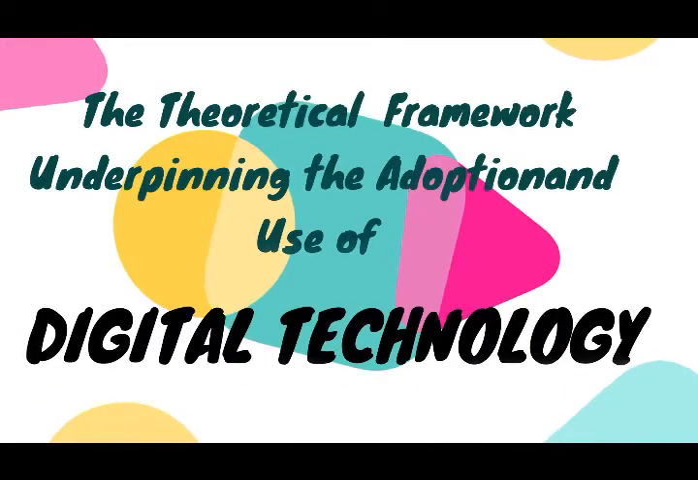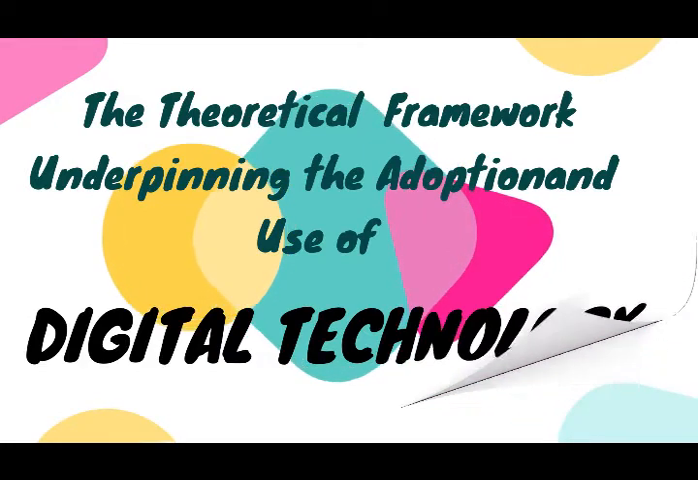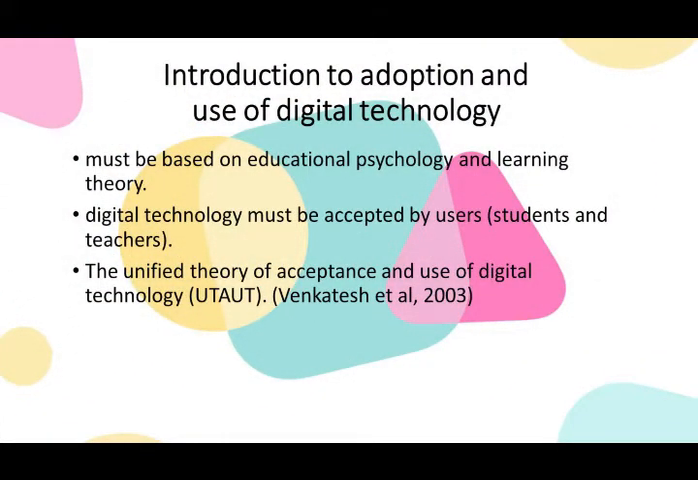The theoretical framework underpinning the adoption and use of digital technology for formative assessment. In order to ensure that digital technology for assessment is effective, it must be based on the principles and understanding of educational psychology and learning theory. The underpinning idea is that in order for digital technology for assessment to be used in learning institutions, it must be accepted by users. In education, this means that both students and teachers must accept the technology.